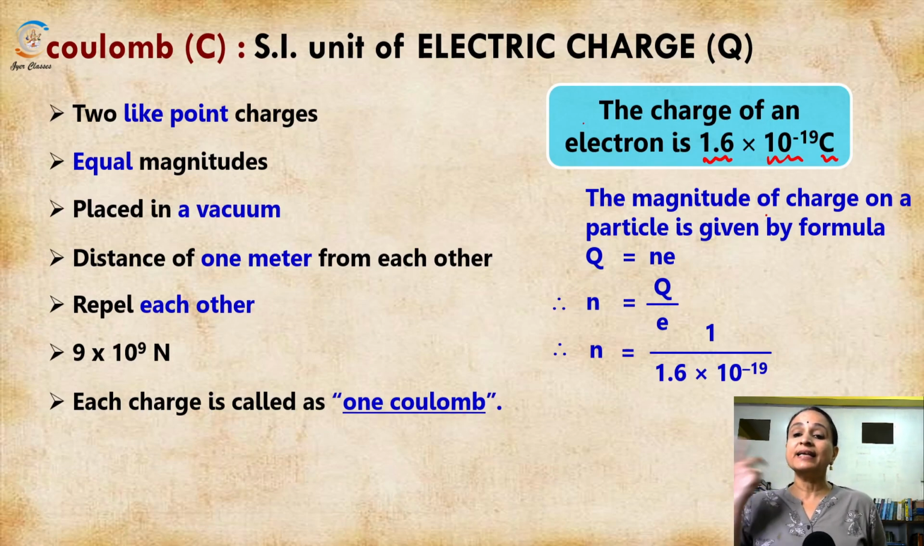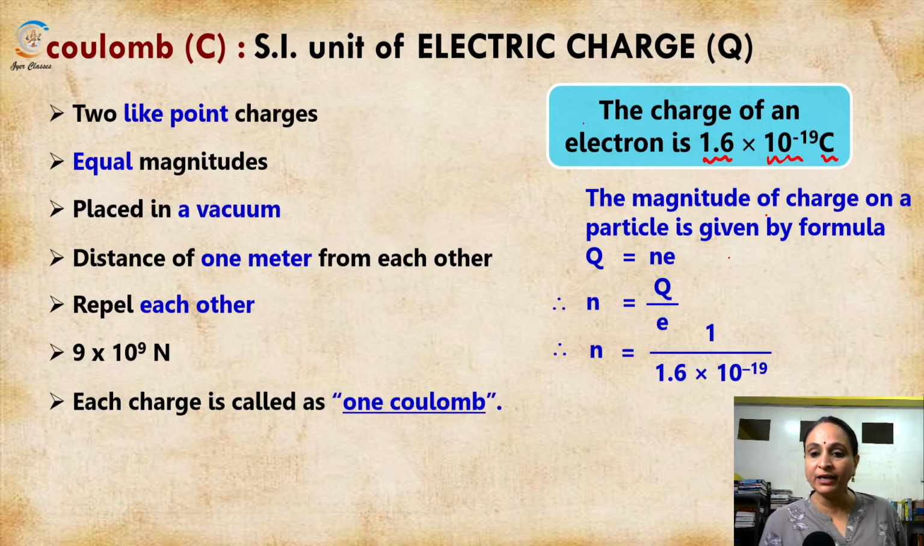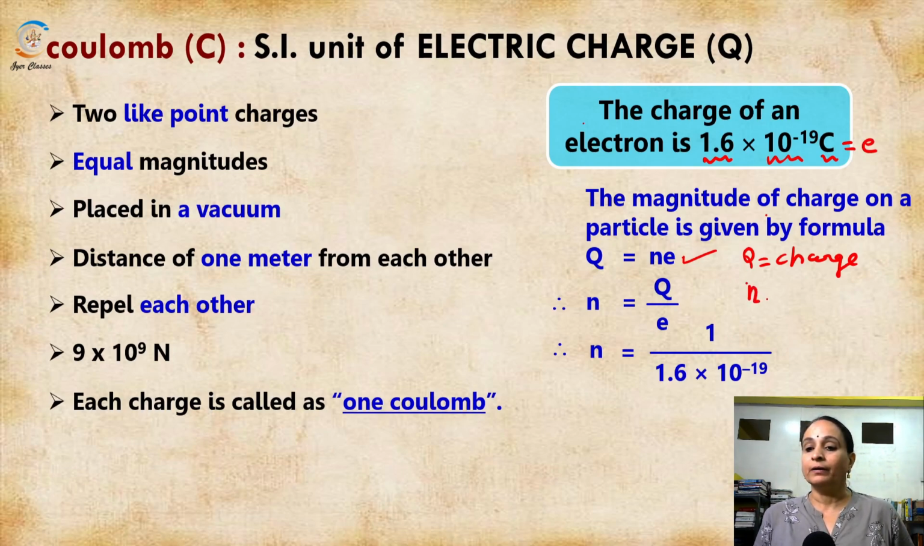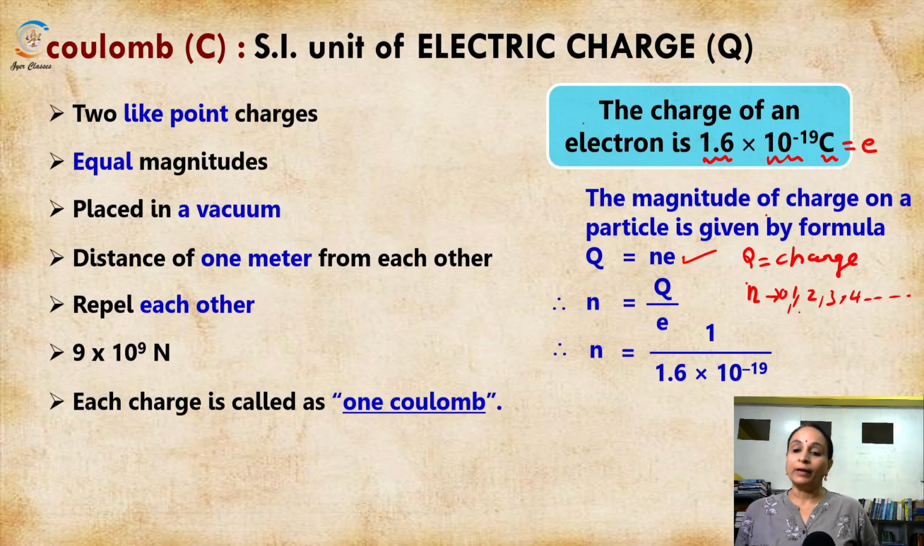Now what do you understand by the quantization of the charges? We know, come on, tell me. Q is equal to n e. What is Q? Q is equal to charge. And what is e? e is the value of the electronic charge. And what is n? n is the number, right? It may be 1, 2, 3, 4, 5, whatever it is, it can be even 0, right? So this is equal to n.